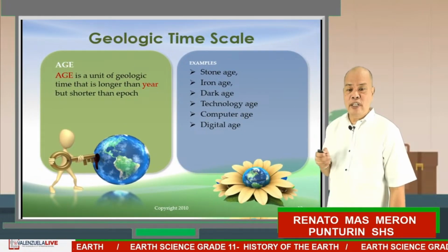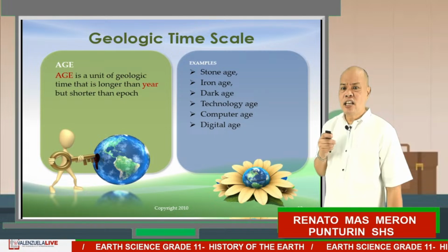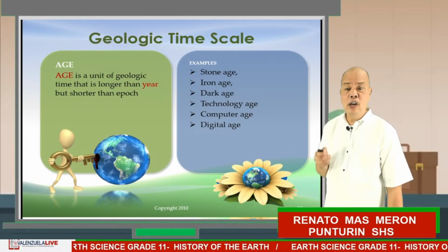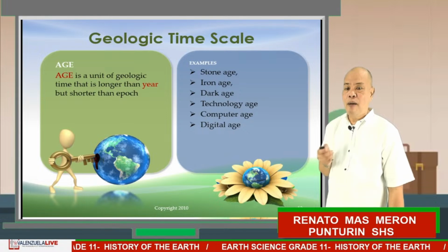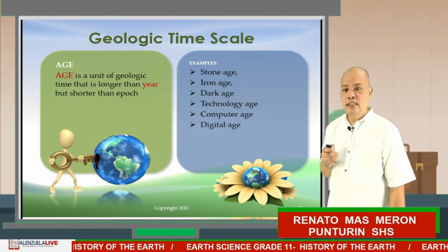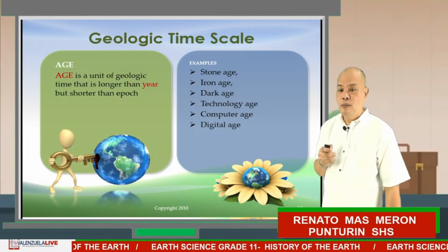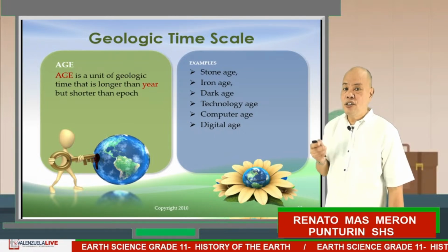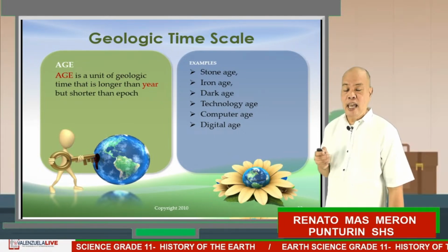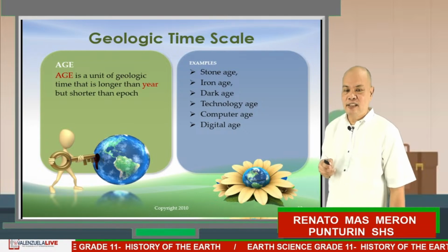Next to epoch is age. Age is a unit of geologic time that is longer than a year but shorter than epoch. Examples, Stone Age, Iron Age, Meghalayan Age, Dark Age, Technology Age, Computer Age, Digital Age.